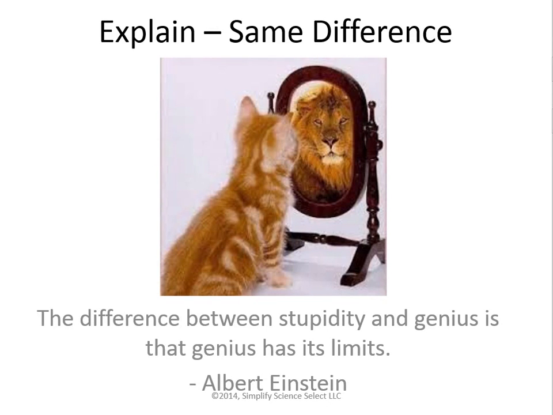Simplify Science Selects lecture on same difference. Albert Einstein said the difference between stupidity and genius is that genius has its limits.